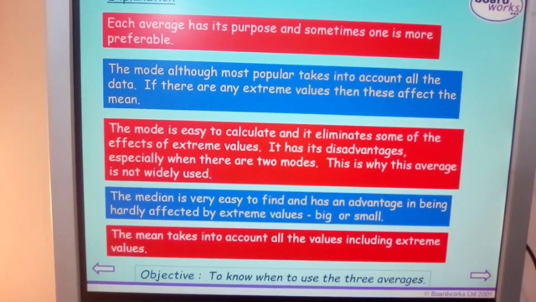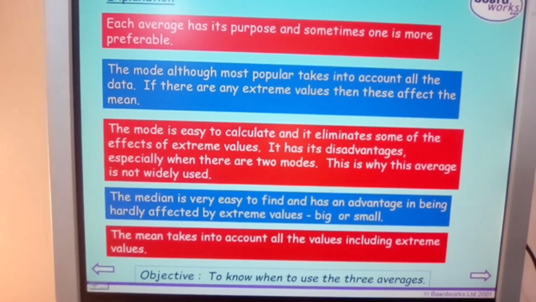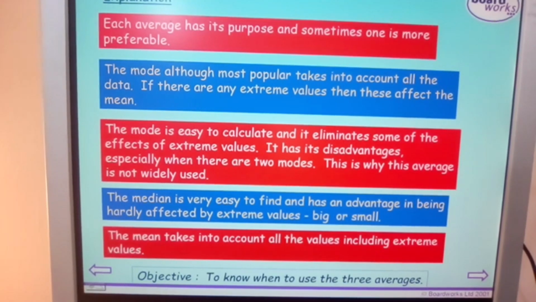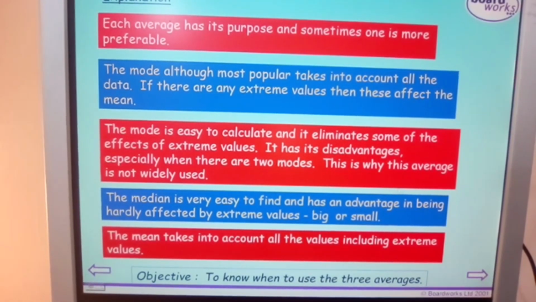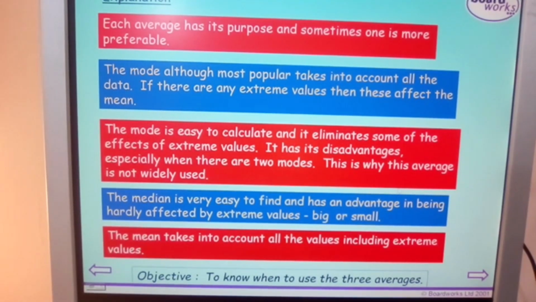The mode is easy to calculate, and it eliminates some of the effects of extreme values. It has its disadvantages, especially when there are 2 modes. This is why this average is not widely used. Now the median is very easy to find and has an advantage in being hardly affected by extreme values, big or small. The mean takes into account all the values including extreme values.